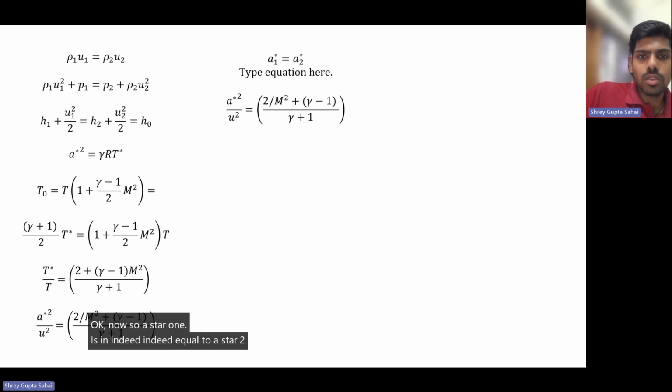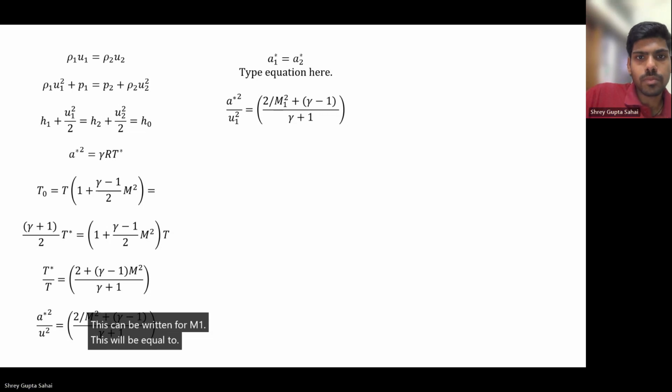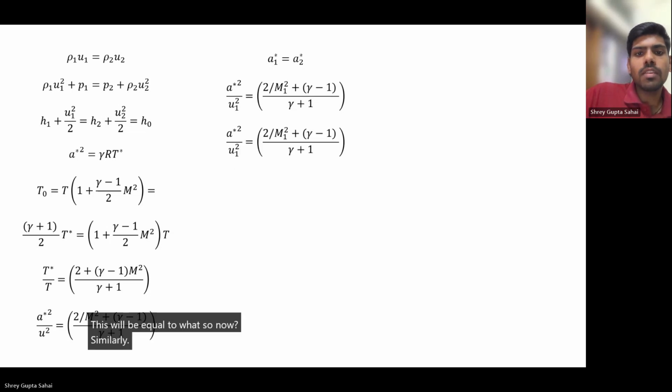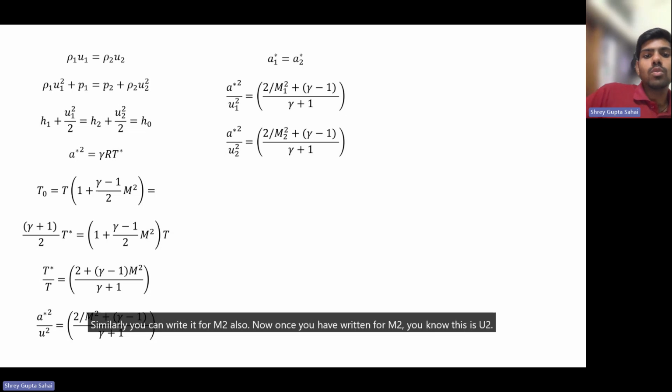So what we can use here is, this can be written for m1. This will be equal to what? So now similarly we can write it for m2 also. Now once you have written for m2, you know this is u2. So now you know what is u1 by u2. So let's write that down.